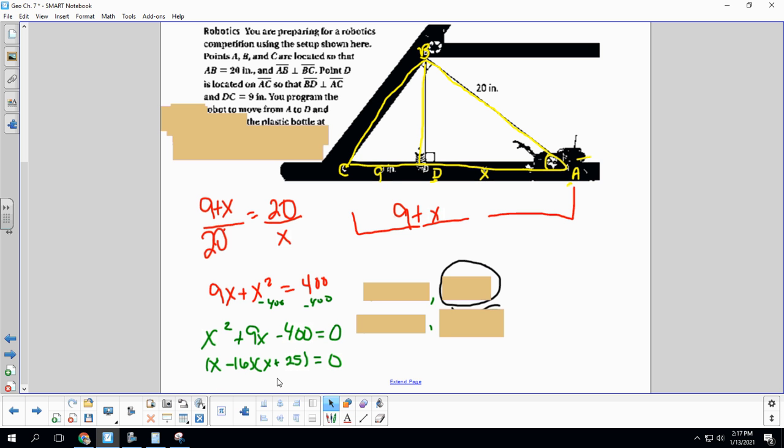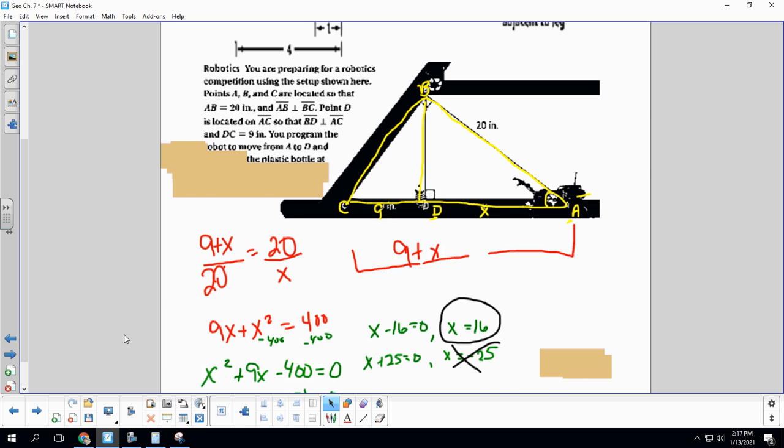Okay, so the way to solve when you get to this spot is you say x minus 16 equals 0 and x plus 25 equals 0. Well, if we solve this, subtracting 25 from both sides, x is equal to negative 25. Cannot have a negative distance. So when we add 16 to both sides, we get x equals 16, and that is the answer to this question.